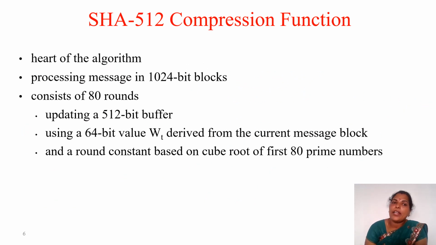I already told you this compression function, or round function, is the heart of this SHA algorithm, and it processes the messages in 1024 bit blocks because we have divided the message into 1024 bits. So each sub message is of size 1024 bits. And here we have 80 rounds. That is the main thing, 80 rounds. We update the 512 bit buffer using a 64-bit value W t derived from the current message block, along with a round constant based on the cube root of the first 80 prime numbers.